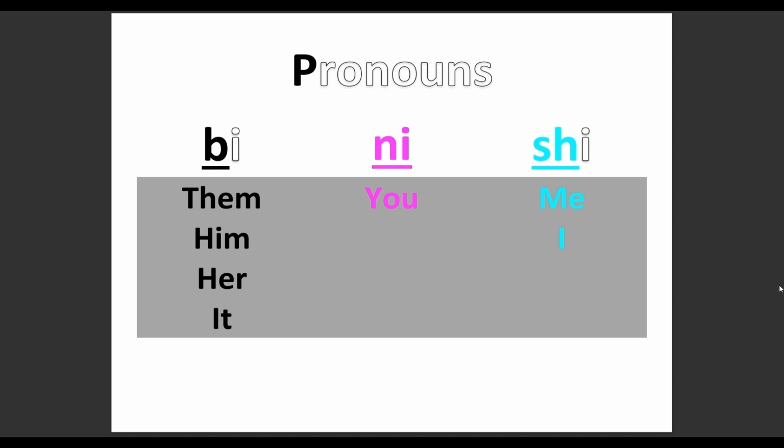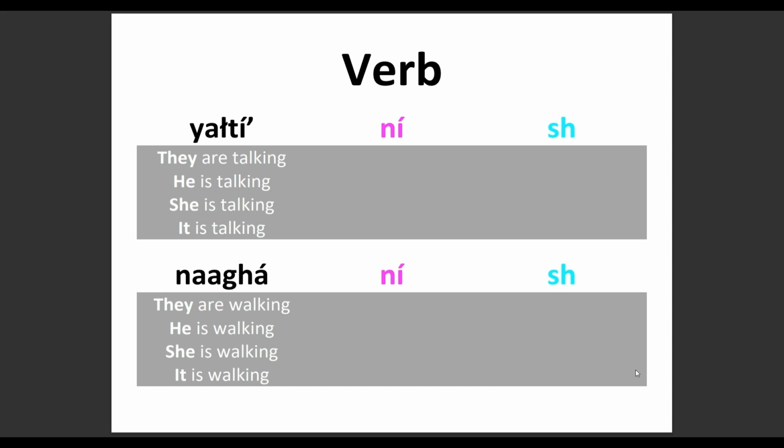postposition. Ni means you, and then shi could be me or I, especially when you're using the sh within the verb. And I'll explain the verb first before I explain postposition later. The Navajo language is unique because the subject is contained within the verb. The verb always goes at the end of the sentence.